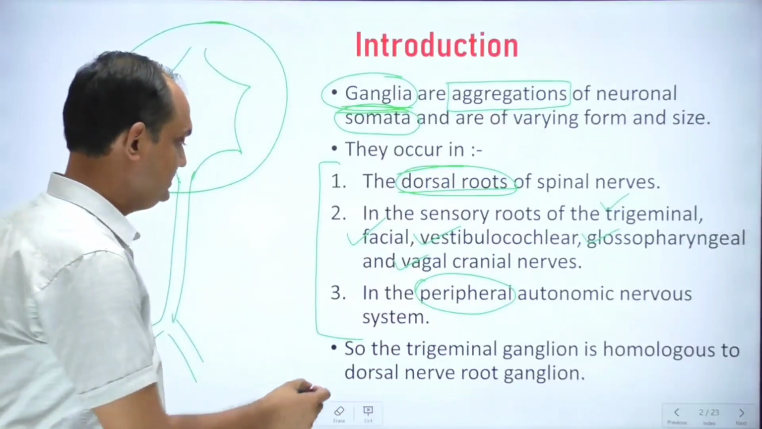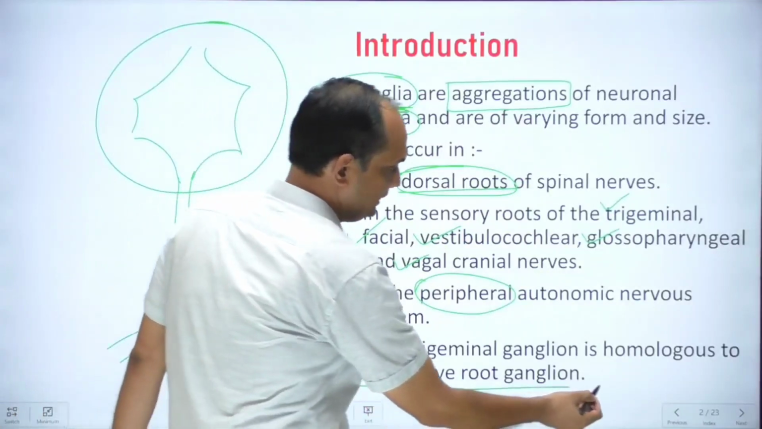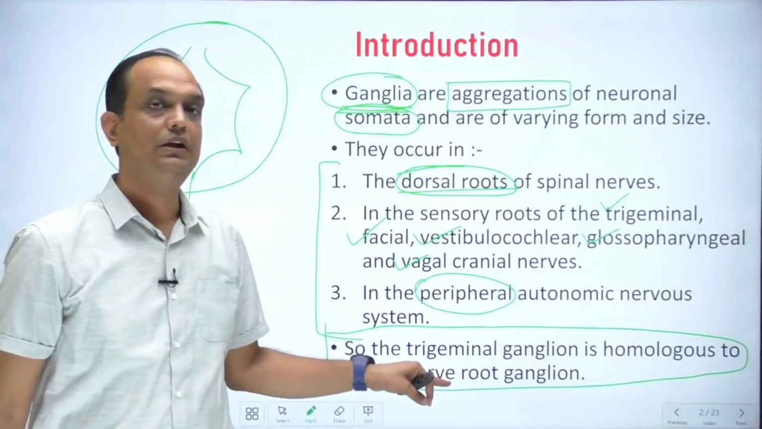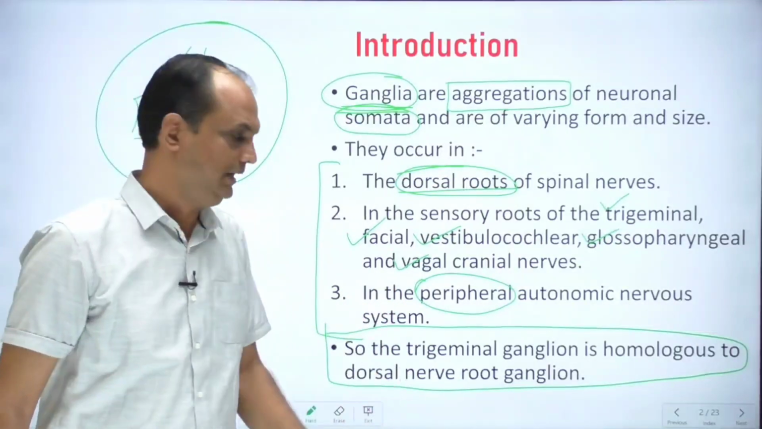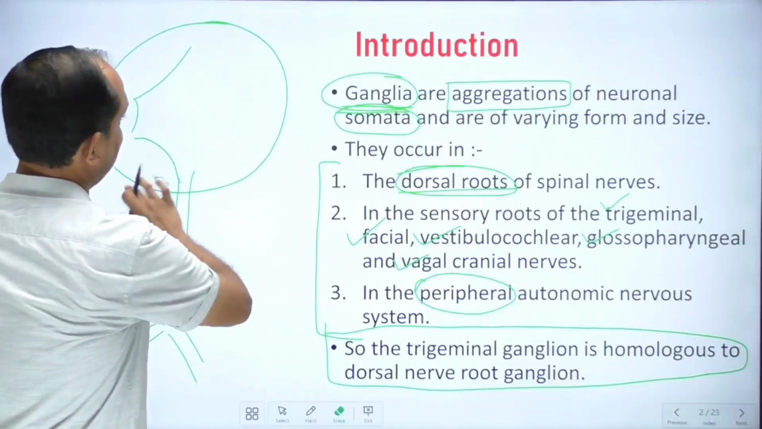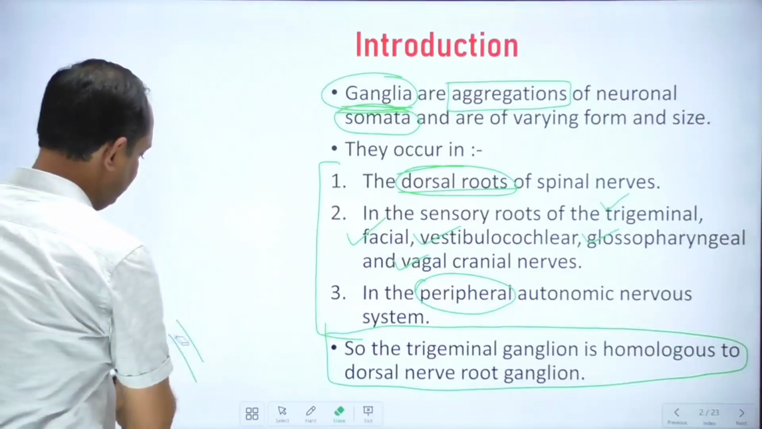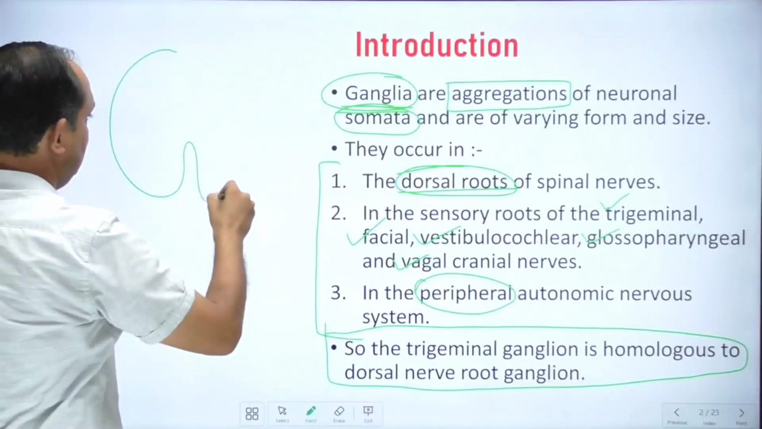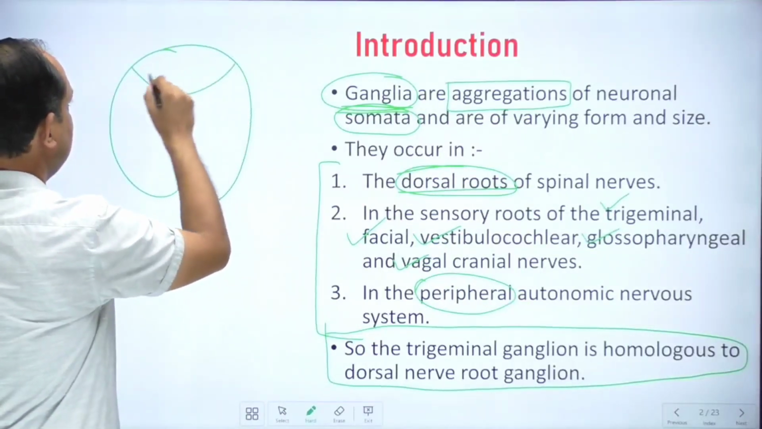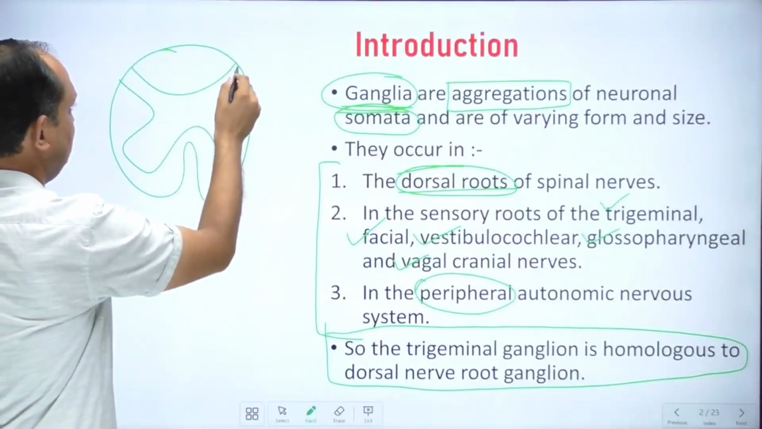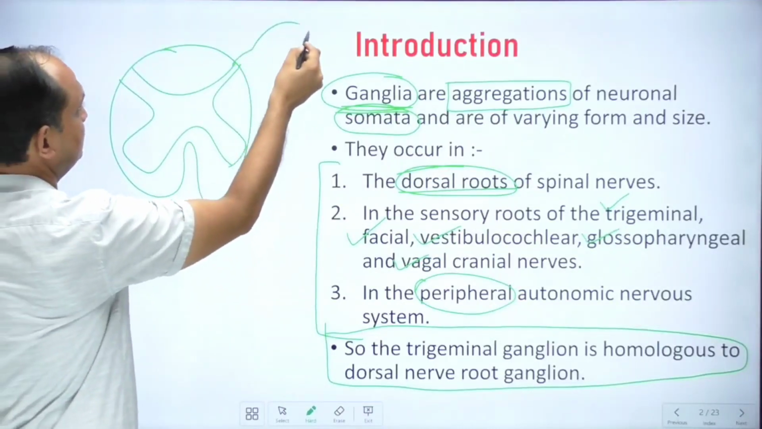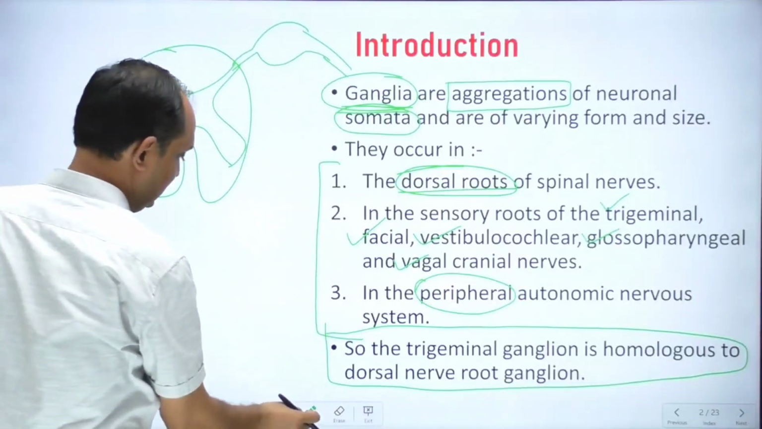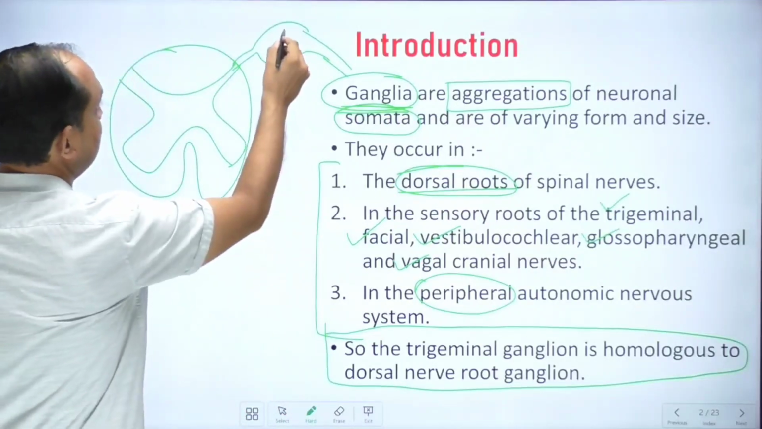Now the important thing is that the trigeminal nerve ganglia, or trigeminal ganglia, is homologous to the dorsal nerve root ganglia. What is the meaning of this line? Suppose this is your spinal cord. In this spinal cord, these are your dorsal and ventral roots. This is the dorsal root where you have the dorsal ganglia. This dorsal ganglia has the neuron.